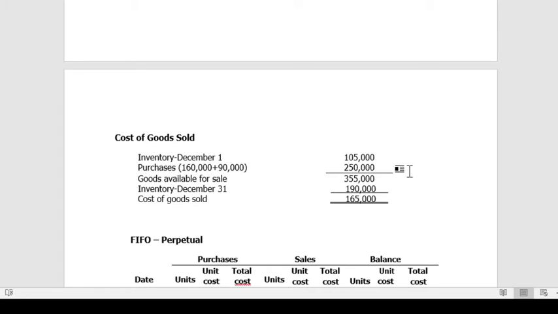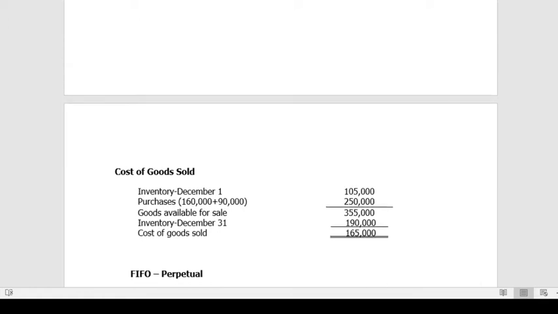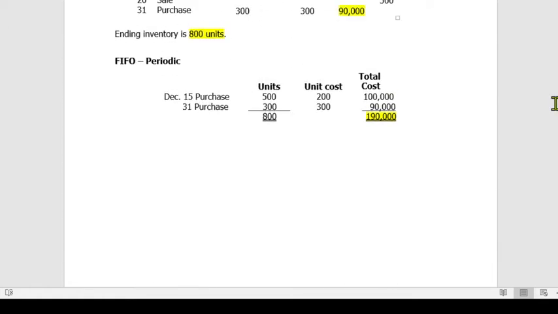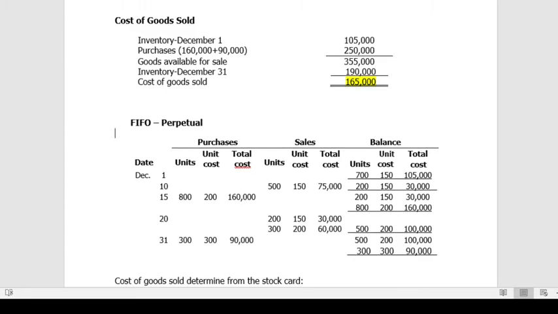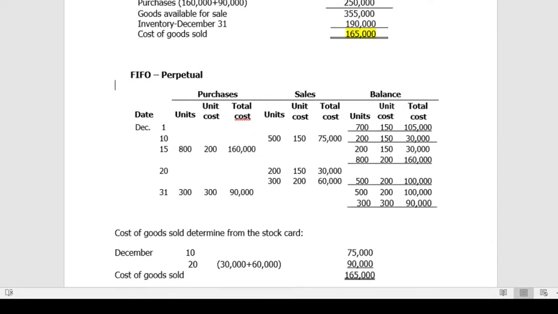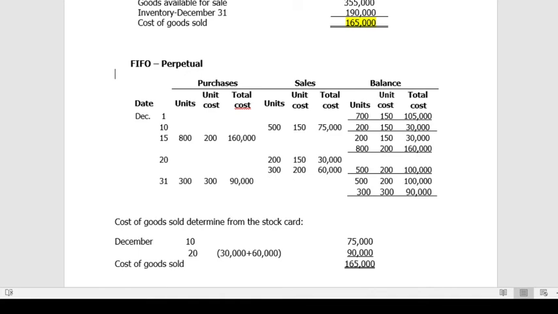So inventory plus purchases is the goods available for sale minus the inventory ending. So magkano ang na-compute natin at the inventory ending? 190,000. So 355 minus 190,000 is 165, the cost of goods sold to be reflected in your income statement or the statement of financial performance. So now let us look at the first in first out method under the perpetual inventory system.